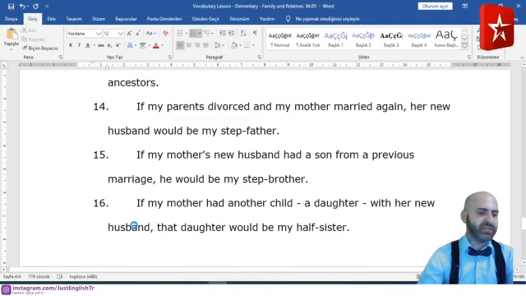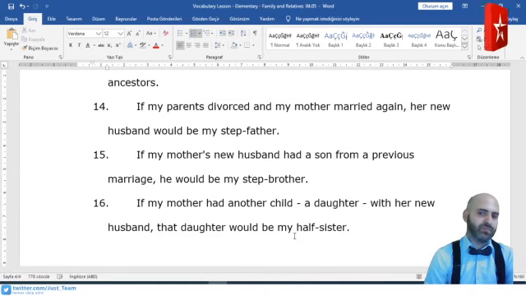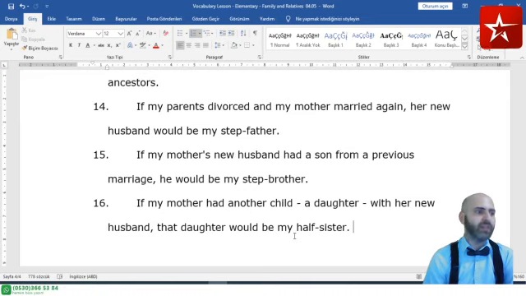Do you understand the difference, guys, between half sister and step sister? Step sister is my mother's second husband's daughter. Half sister is my mother's daughter, but not with my father, with another man. Okay, good. Talha understood. Khan and Alper. Good, good, good.